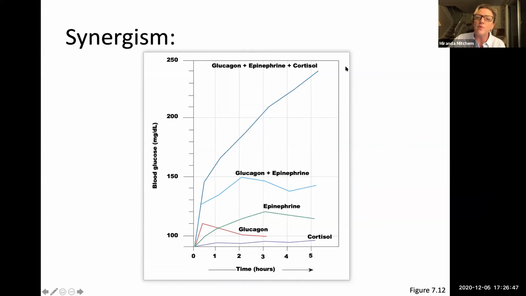But look what happens when we add in cortisol. This is where the synergy really takes off. Now we're way above the effects of all 3 of these added together. That's what synergy is. It gives us a bigger bang for the buck by combining 2 or more things together. This also is a conservation in a sense, in that we don't have to have a 4th hormone created and regulated to do this. We can just synergize together some of the existing hormones.